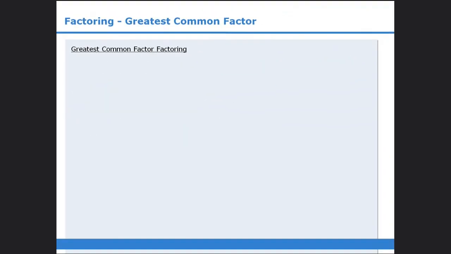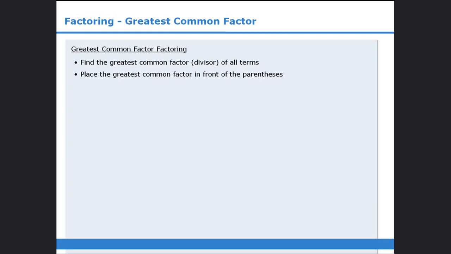Okay, to summarize. To perform greatest common factor factoring, first find the greatest common factor, or divisor, of all of the terms in the expression. Then place the greatest common factor in front of the parentheses. And finally, determine which terms must be inside the parentheses in order to get the desired product.